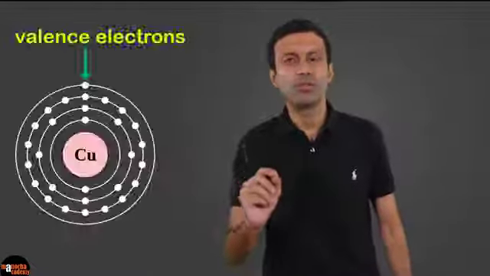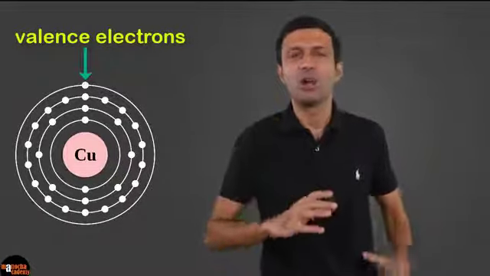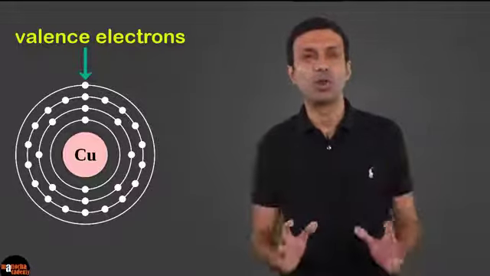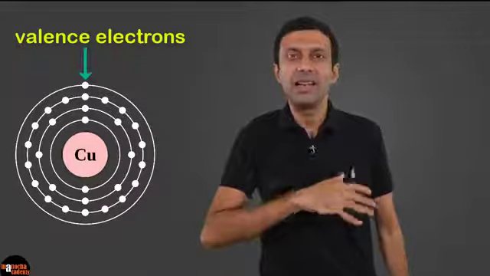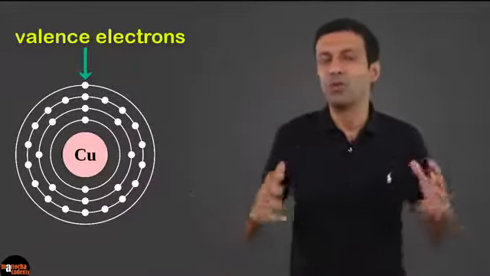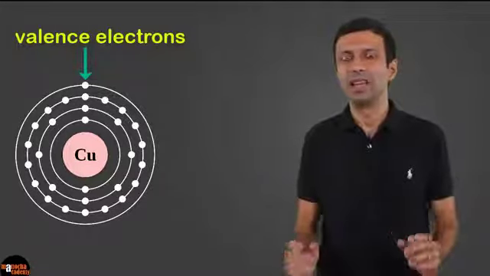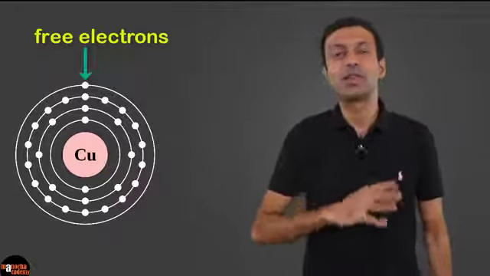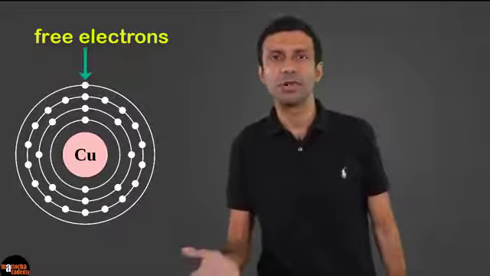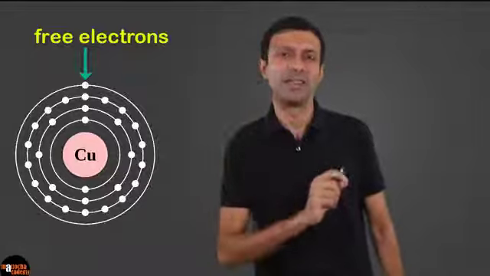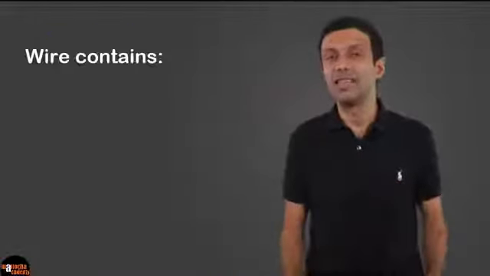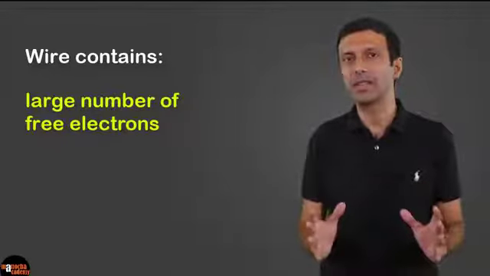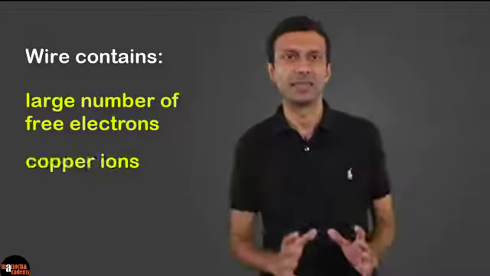The outermost electrons in each copper atom are loosely bound to the nucleus. These outermost or valence electrons, they leave their atom and they are free to move around in the wire. That's why they are called free electrons. Now, since the copper atoms lose their free electrons, they become copper ions. So the wire contains two things: a very large number of free electrons and copper ions.